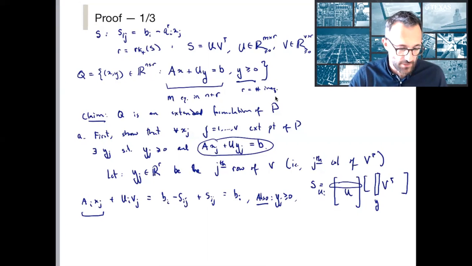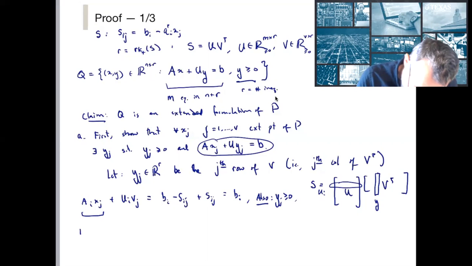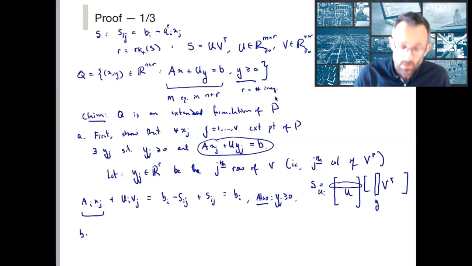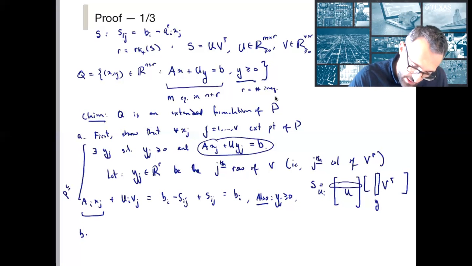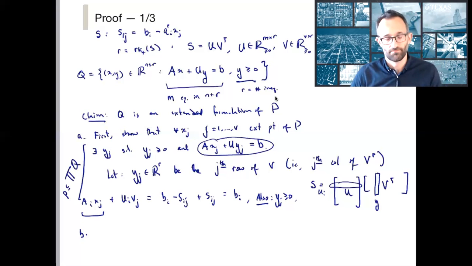We now need to make sure that there's nothing else. So let me just clarify. This whole thing shows that P is contained in the projection of Q. So now we need to show the other inclusion.